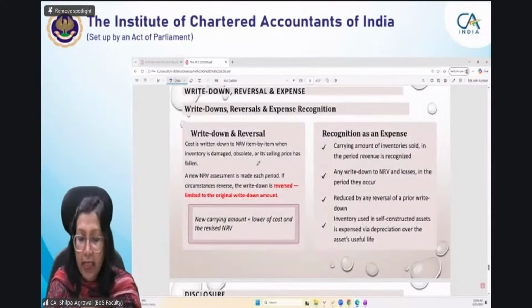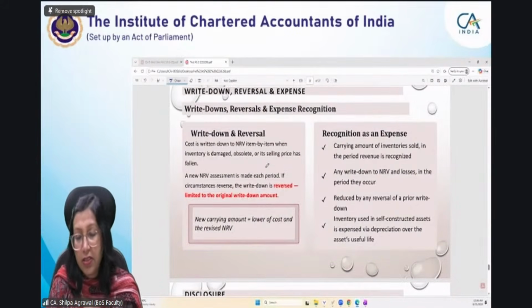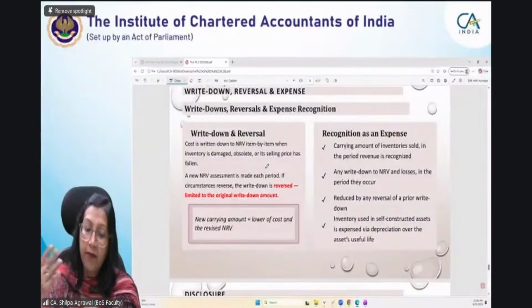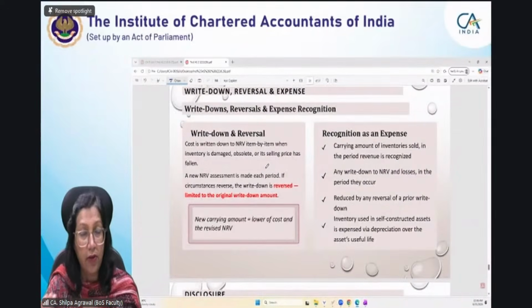Reversal, I have already explained to you. The difference of NRV and cost is recognized in P&L. And when we are reversing it, we have to reverse it to the extent of cost only. We cannot increase the value beyond cost. Okay.